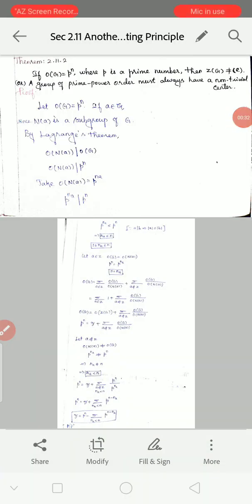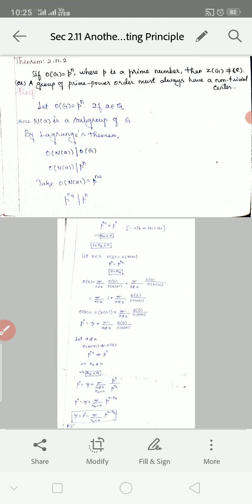Today we are going to see the topic 2.11, another counting principle. We discuss Theorem 2.11.2. The theorem statement is: if order of G equals p power n, where p is a prime number, then the center of G, that is capital Z of G, is not equal to the singleton set {e}. The statement can also be stated as: a group of prime power order must always have a non-trivial center.